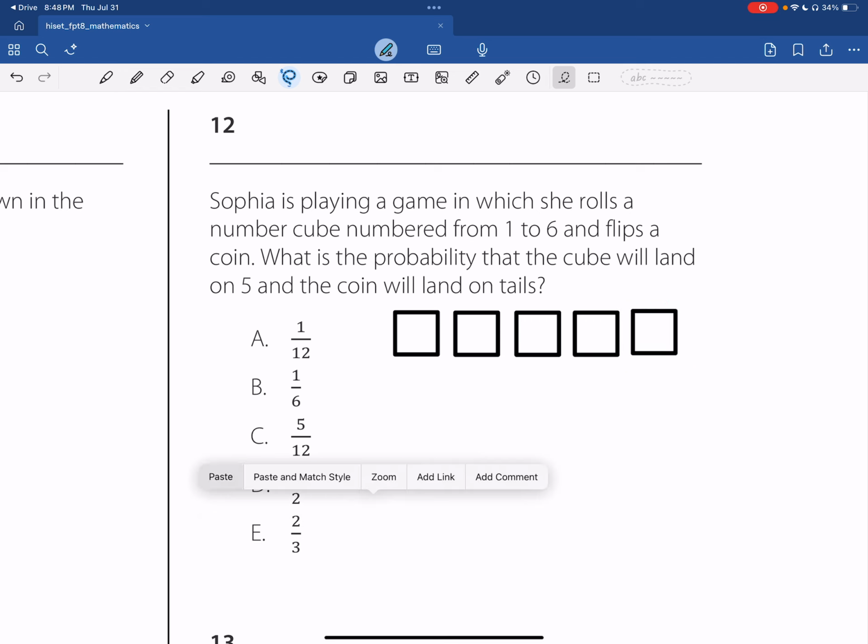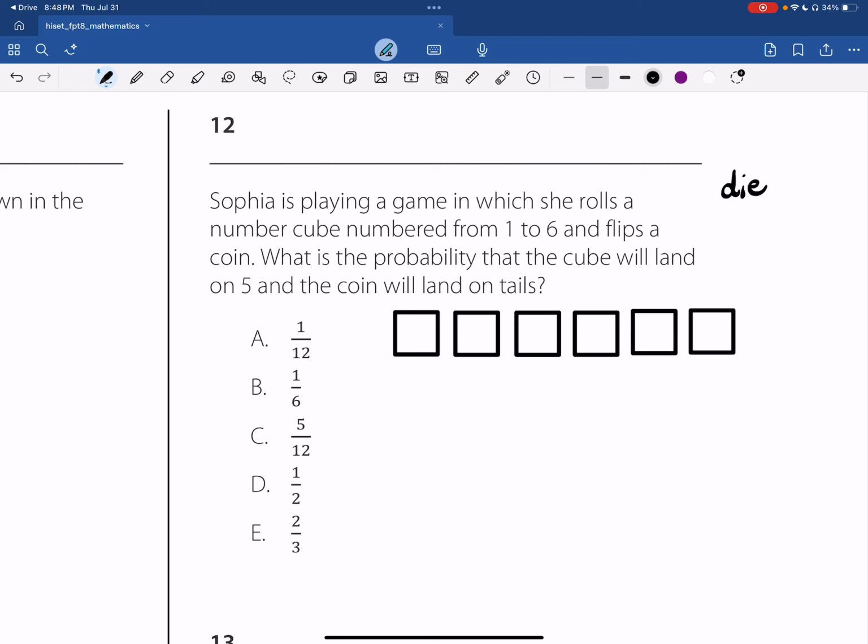If you're a gambler, you're probably going to get this problem right. 1 is a die. 2 or more are dice. So if you are playing a game and you are rolling dice, you have 2 of them or more. If you're just rolling 1 at a time, you have a die.